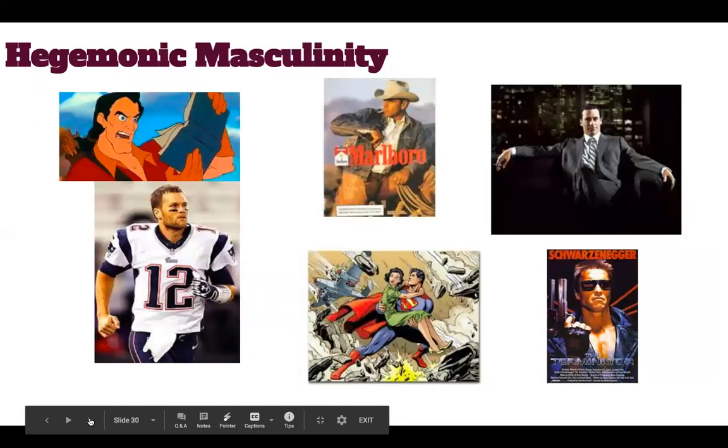So, hegemonic masculinity. This is the dominant model of masculinity in society. It's the one that most people know and are aware of, even if they don't fully agree with it, and even if as men they don't fully uphold it.